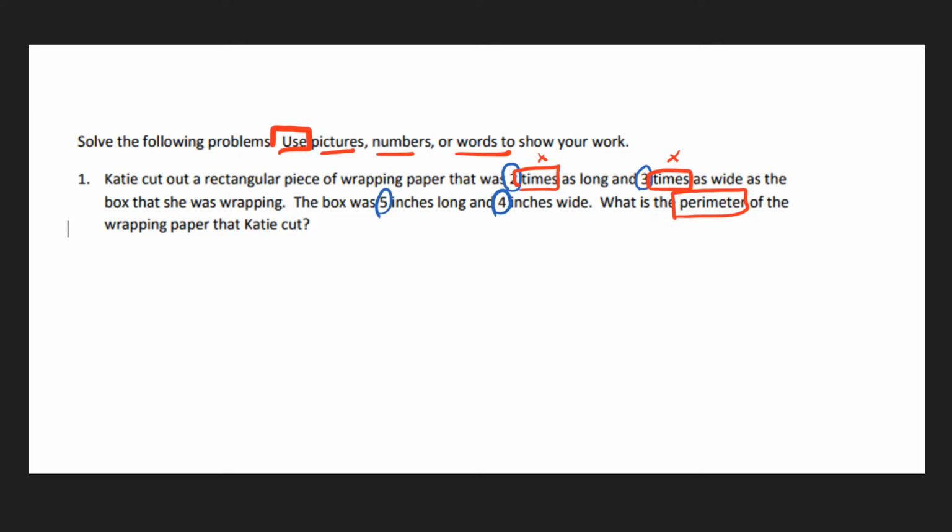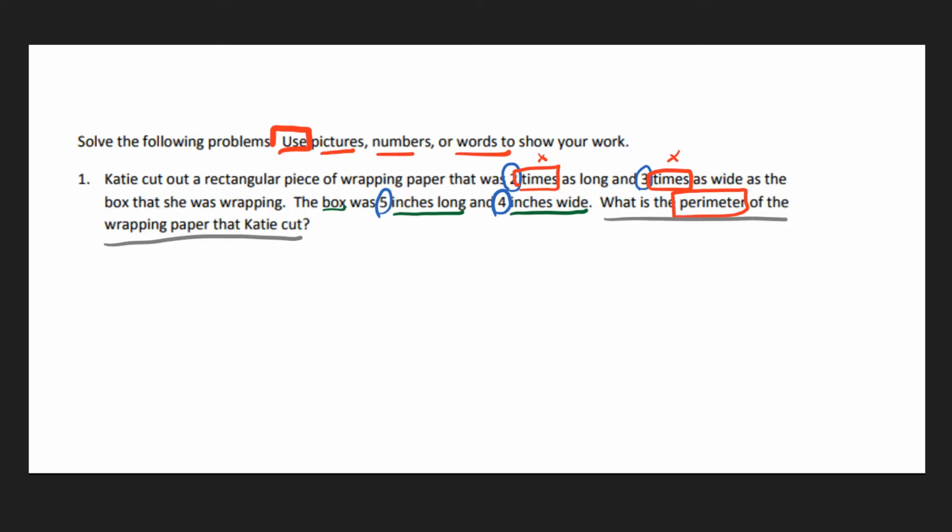Next, I'm going to go through and underline the question. What is the perimeter of the wrapping paper that Katie cut? I'm also going to underline any important information. And I see a couple things. The box was 5 inches long and 4 inches wide. It's important to know which number goes where.